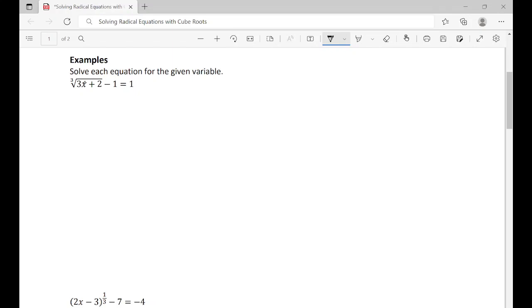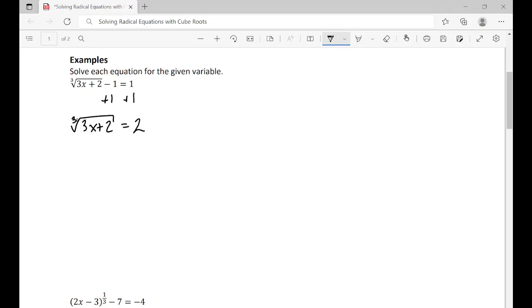So we're going to solve each equation. First one we have is the cube root of 3x plus 2 minus 1 equals 1. So what we're going to do is get the cube root isolated. So I'm going to add 1 to both sides. And when I do that, I'm going to get the cube root of 3x plus 2 equals 2.